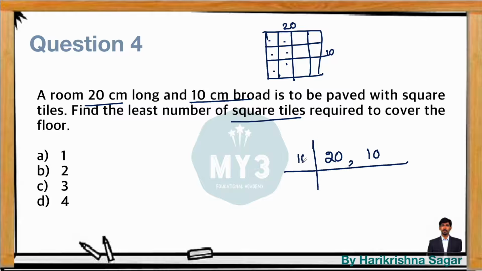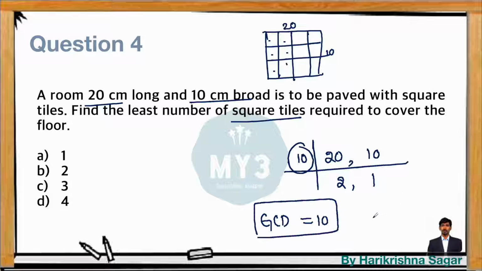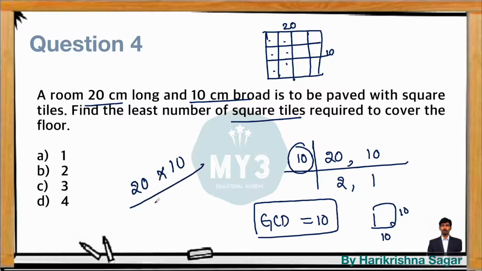So these two numbers are going in 10 table, 10 twos are, 10 ones are. So the GCD of these numbers will be equal to 10. GCD equal to 10 means every square tile should have a dimension of 10 by 10. So if you have 10 by 10 dimension, the total area is 20 by 10.